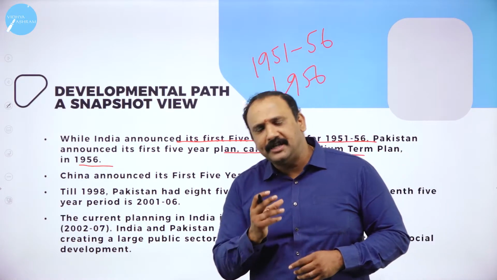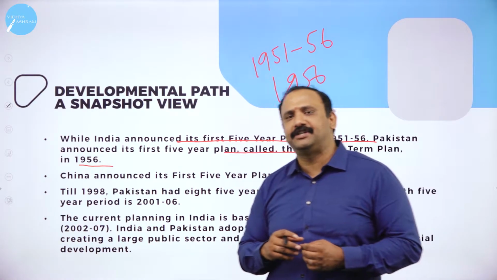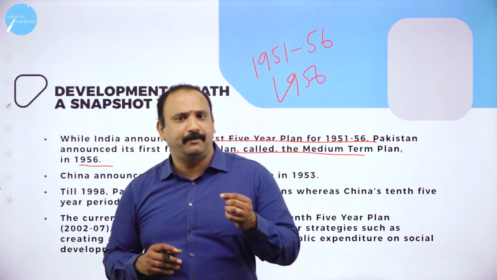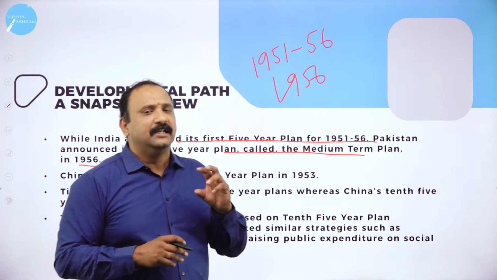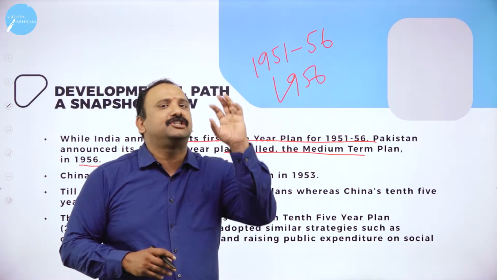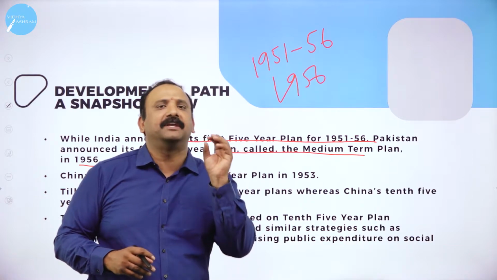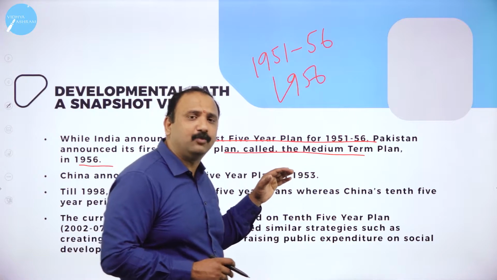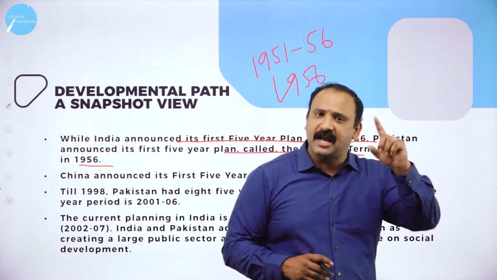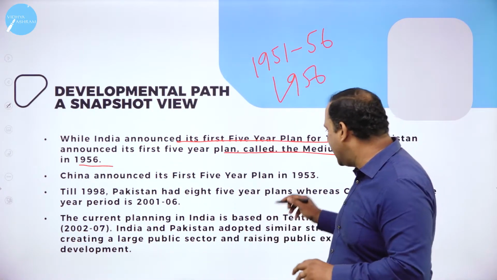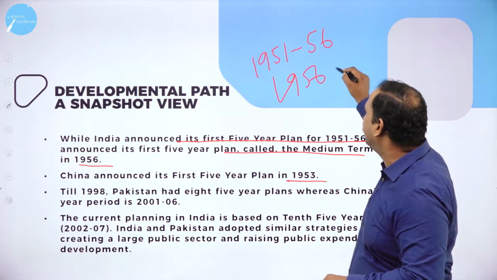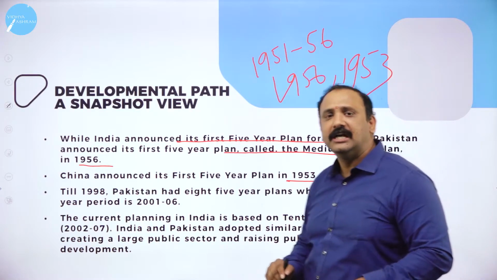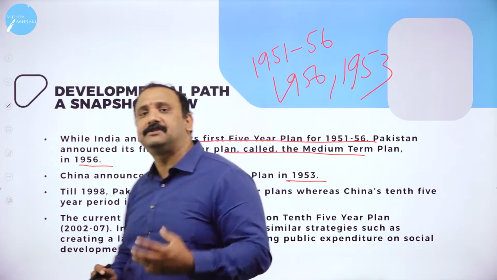So almost everybody started thinking about development at the same time. But what was the difference here that you need to understand and appreciate is that India made a rapid progress step by step because it was able to understand that every five-year plan needs to improve, needs to come up with something better than what we predicted. So that's why our five-year plan was comparatively better than that of Pakistan. Now, China announced its first five-year plan in 1953. So closely following 1953, we also see that China came up with its first plan.